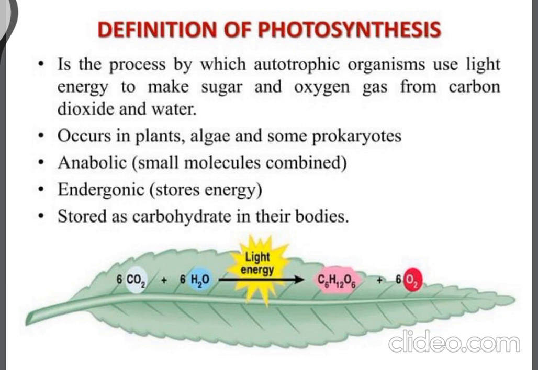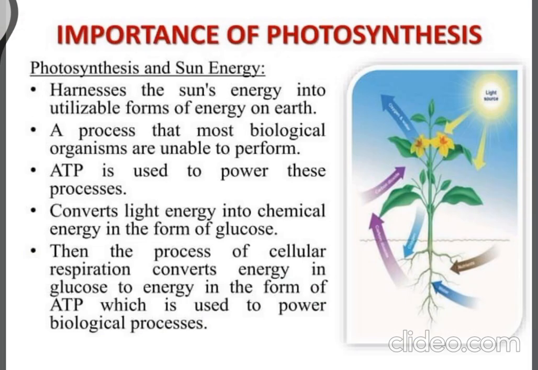Example: CO2 plus H2O, carbon dioxide and water, with light energy, form C6H12O6, glucose. Next, importance of photosynthesis. Photosynthesis harnesses the sun's energy into a utilizable form of energy on earth, a process that most biological organisms are unable to perform.